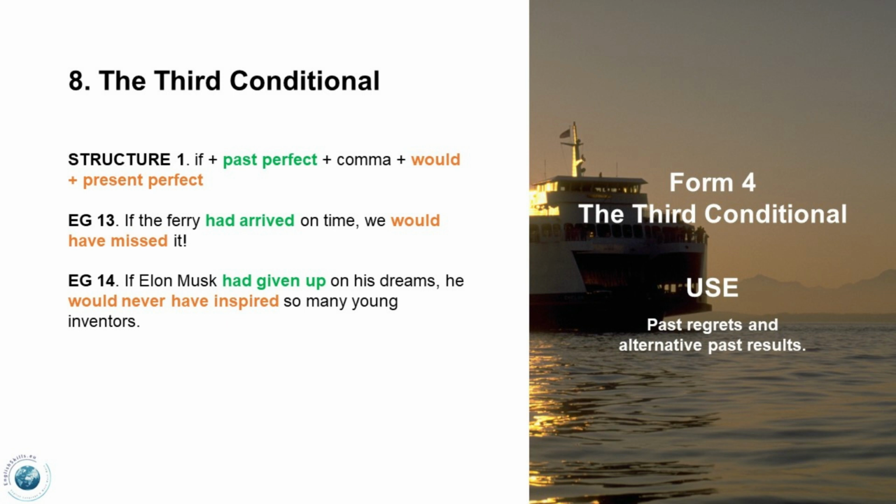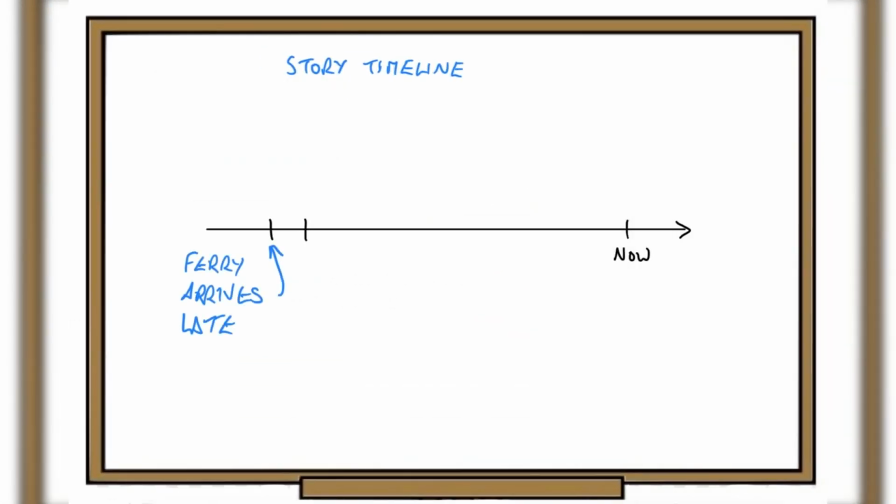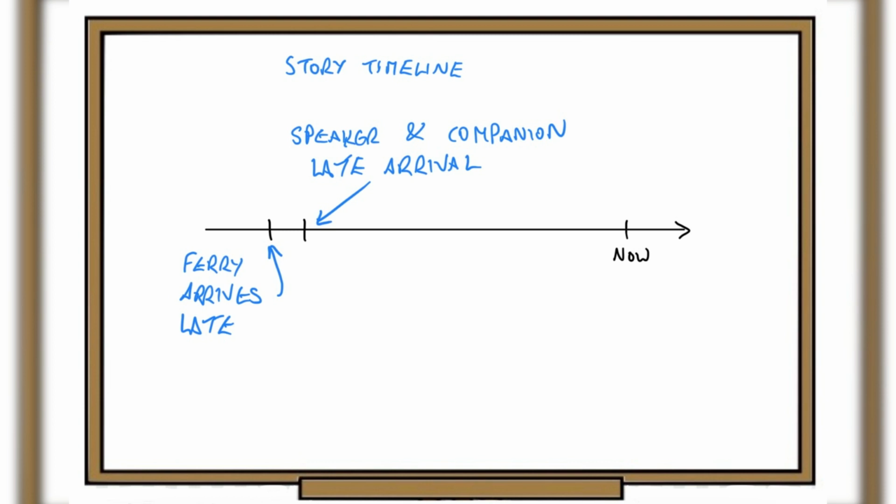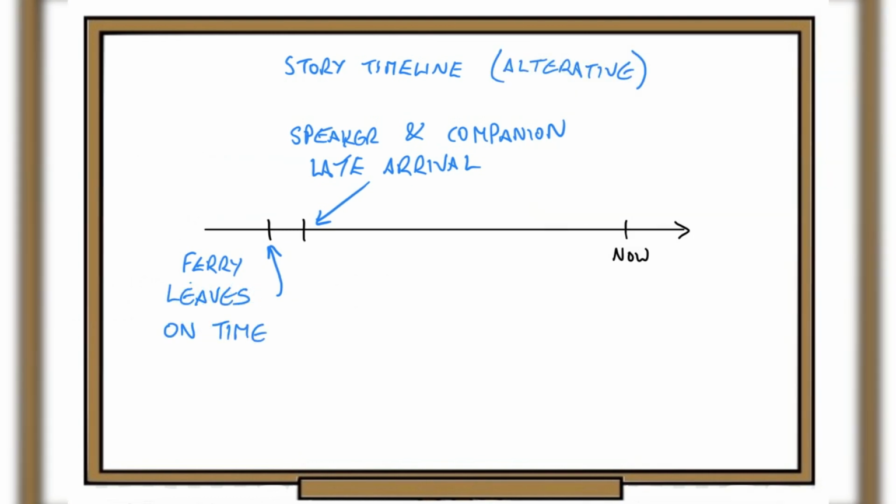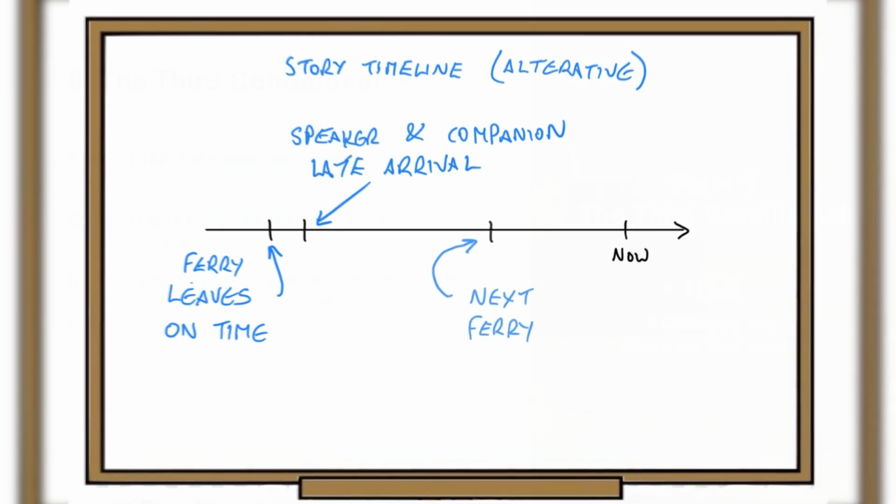And how was this possible? Because the ferry was late to the docks. You can therefore infer that the speaker and companions were also late to the docks. The alternative past result. An on-time ferry, plus a long wait for the next one.